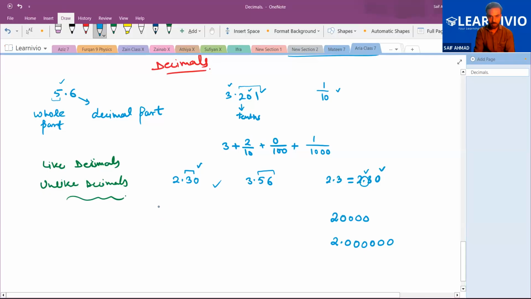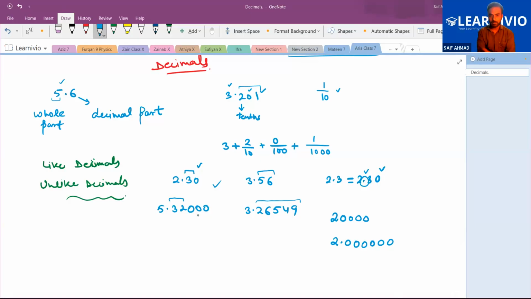For example, I'm writing 5.32 and 3.26549. How many digits are there after the decimal here? 2. And here, 5. So how do we make like decimals? We have to add 3 more zeros here. Understood? Now it becomes like this.